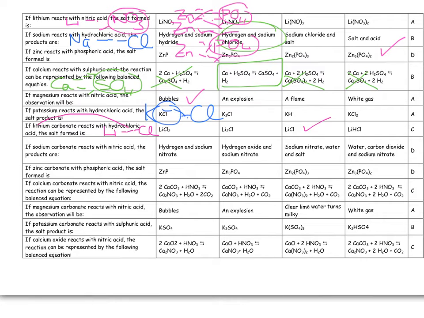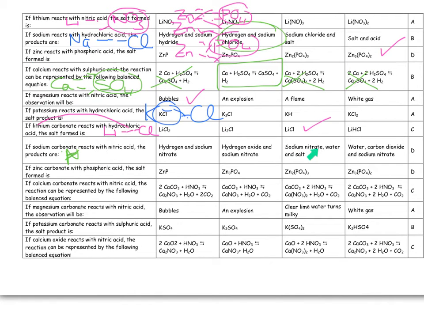If sodium carbonate reacts with nitric acid, we're going to get sodium nitrate. Again, we need to draw that out. Oh no, this one they just asked me. It's a carbonate and an acid, so it's going to be a salt plus water plus carbon dioxide.